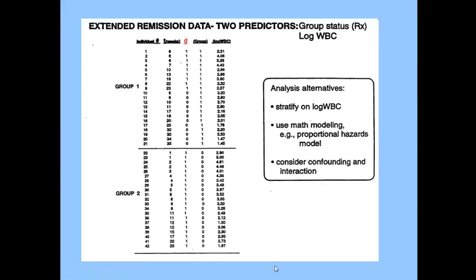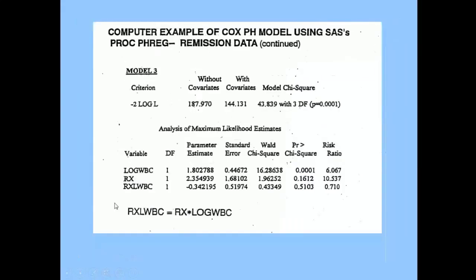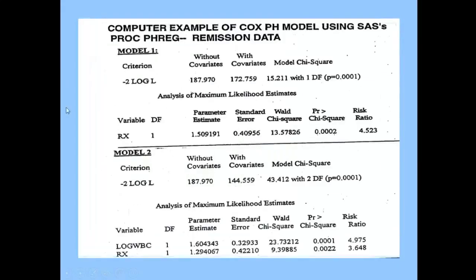Okay. So suppose you do the following. Look at this. This is the last thing I'm going to show you. Suppose I do this. This is a computer example of a Cox proportional hazards model. I haven't shown you what the model is, but I've got Model 1, Model 2, and I even have a Model 3.